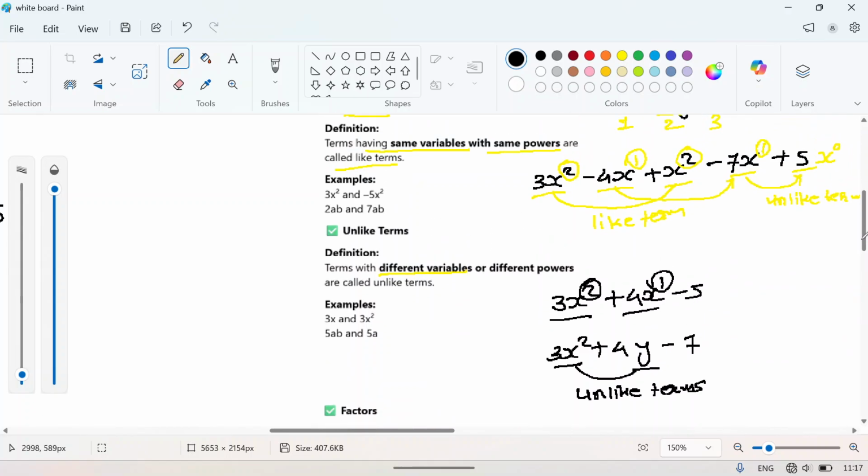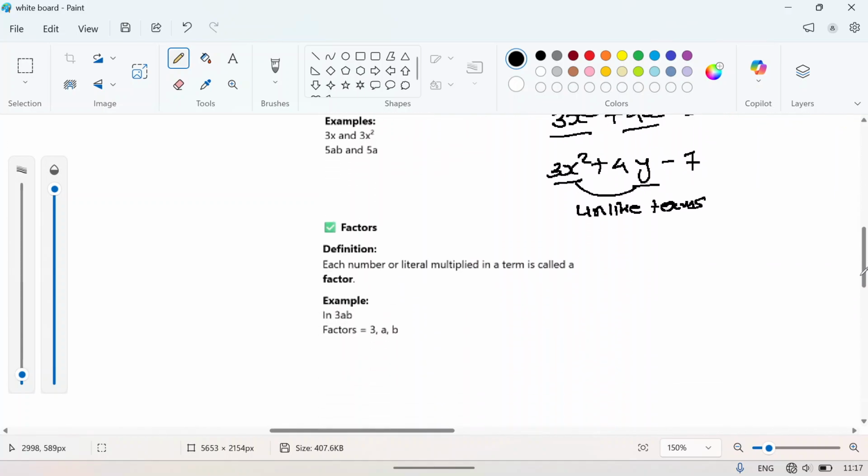So the terms which have different variable or different exponents or power of the variable are called unlike terms, and the terms which have the same variable with the same exponents or power are called like terms.